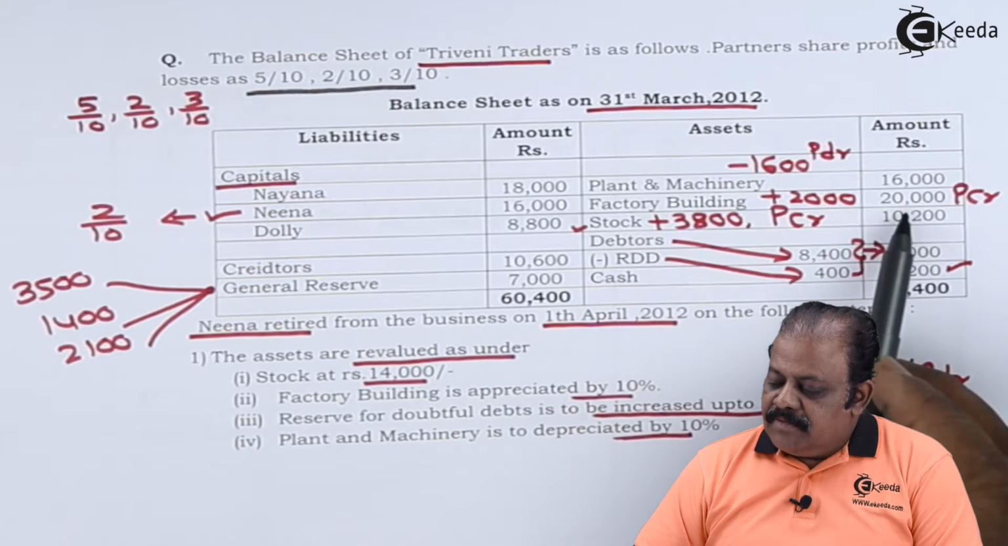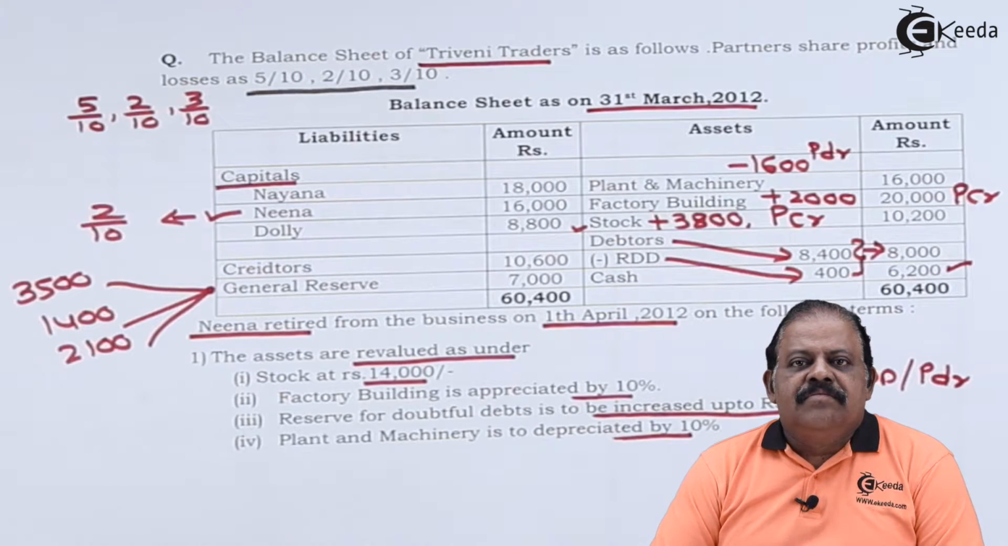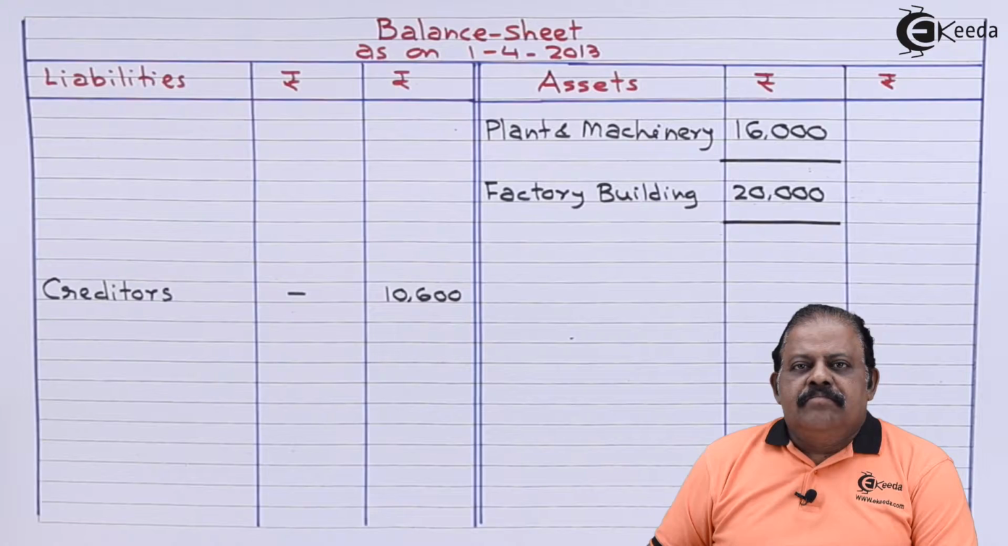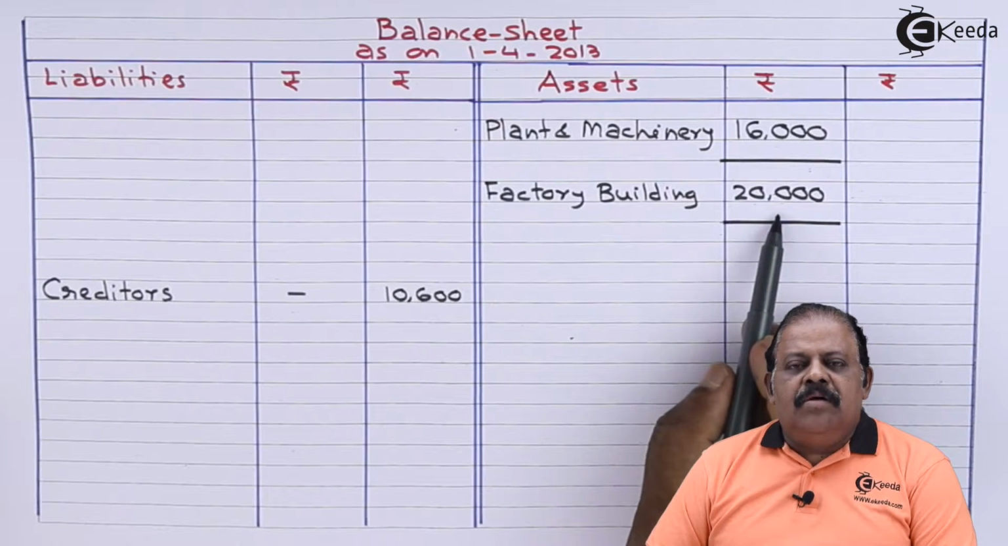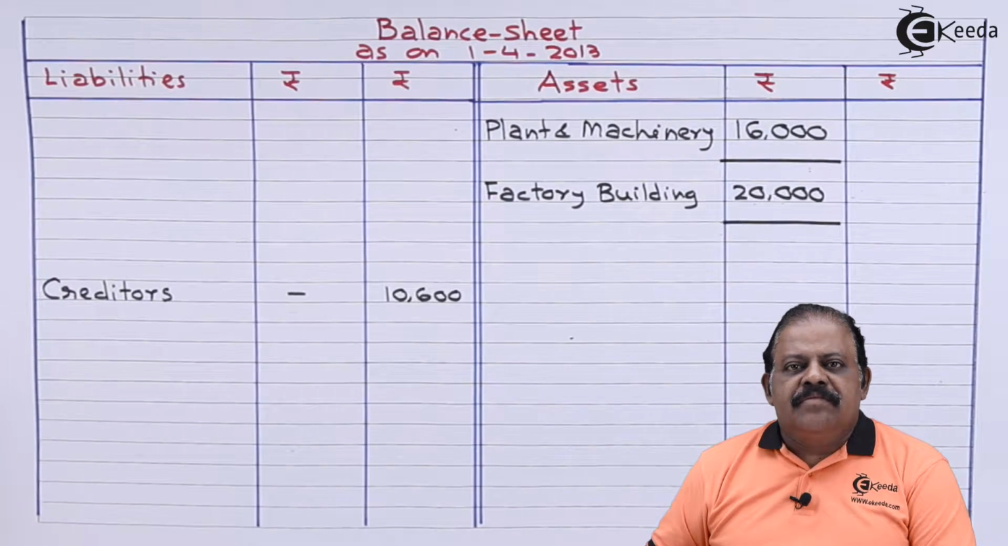Next, factory building 20,000. There is an adjustment on this item. This will be recorded in the new balance sheet. On the asset side, the amount will be recorded in the inner column. Asset side, factory building, inner column 20,000.